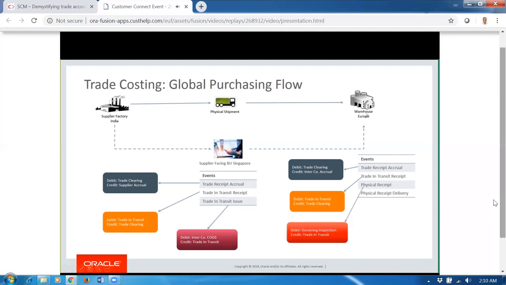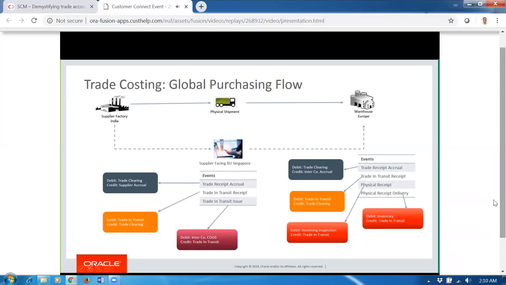And once the receipt is actually getting recorded in Europe, you will see a physical receipt event, which gets triggered by receiving and sent to customs. This would remove the value from in transit and move it to an inspection account, and finally it gets on your asset side on your balance sheet as an inventory.